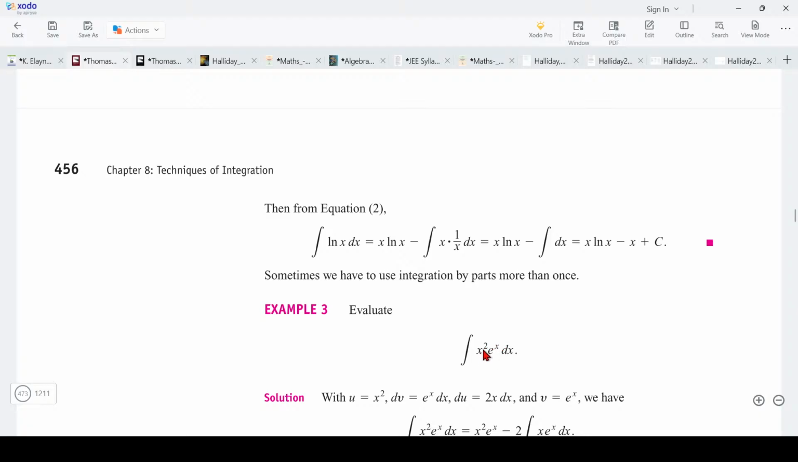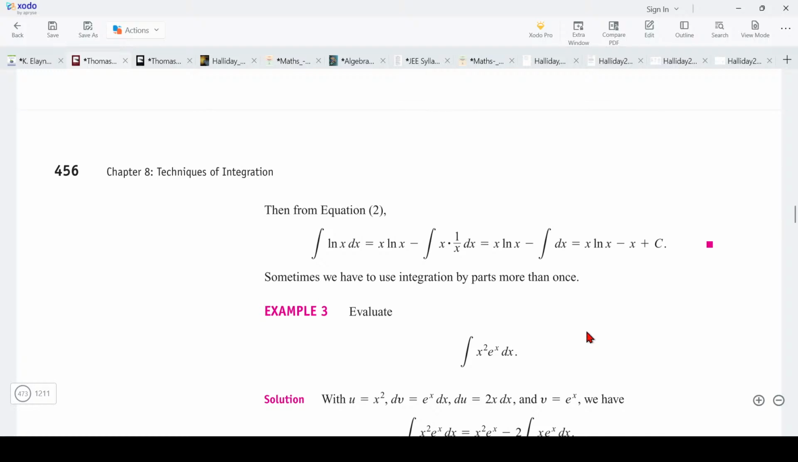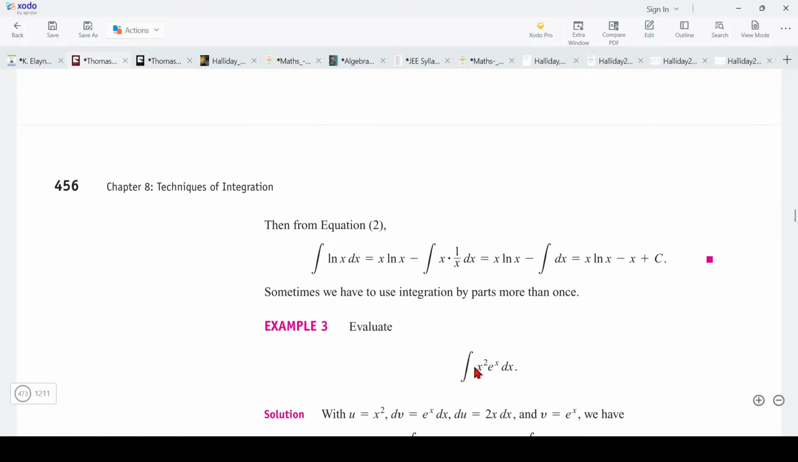Now here, integral of x square e power x. Okay, x square e power x. Now you have to decide whether you take x square and e power x, or e power x and x square, whichever way you choose.